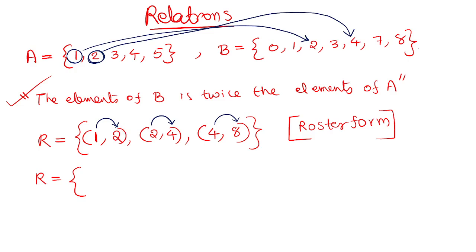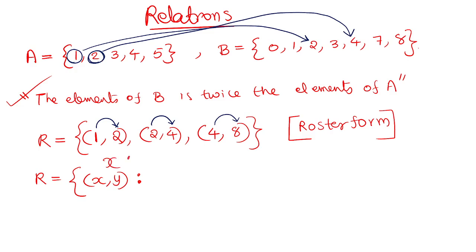So I am going to write the set builder form. In set builder form, remember, every relation, each element of a relation will be an ordered pair. So the element of the set R will contain an ordered pair x comma y such that.